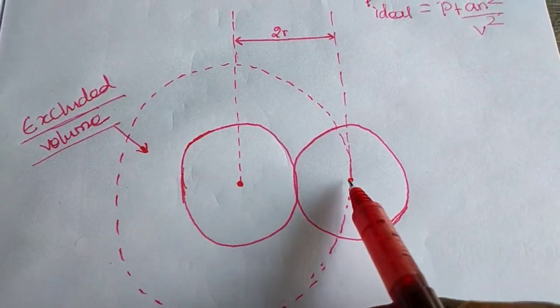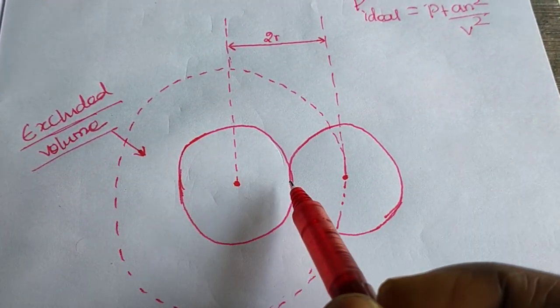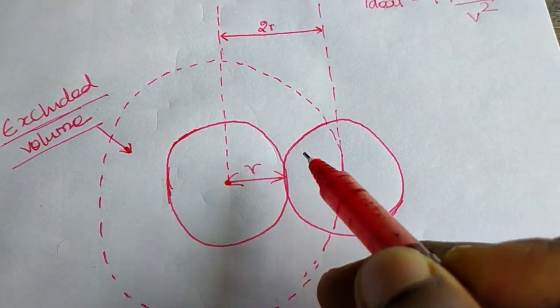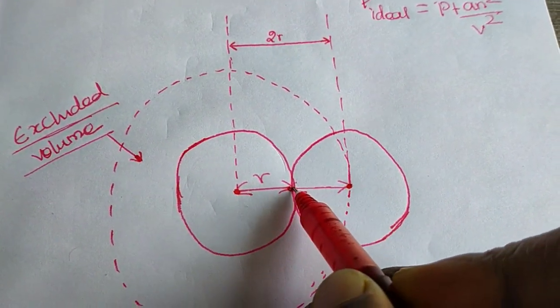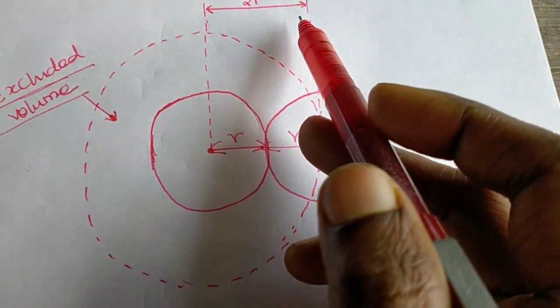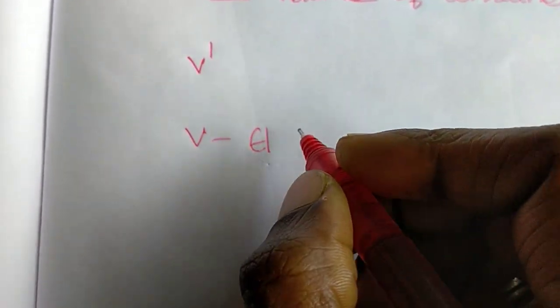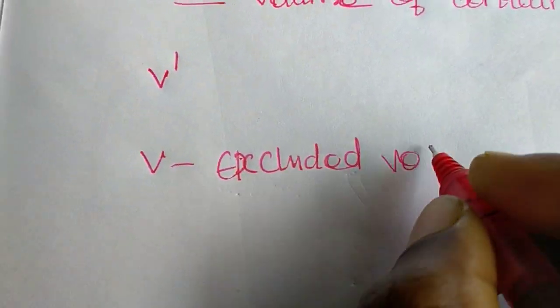The distance between the two molecules is 2r. The distance from one nucleus to the outer sphere is 1r, and the distance from the nucleus to the outer sphere of the next molecule is another r. So totally it is 2r. The distance from one nucleus to the other nucleus is 2r. So in the volume correction, V dash is the excluded volume.